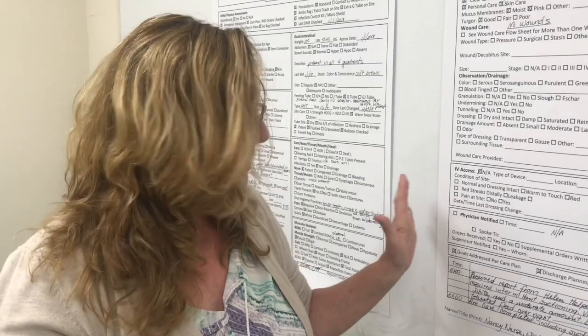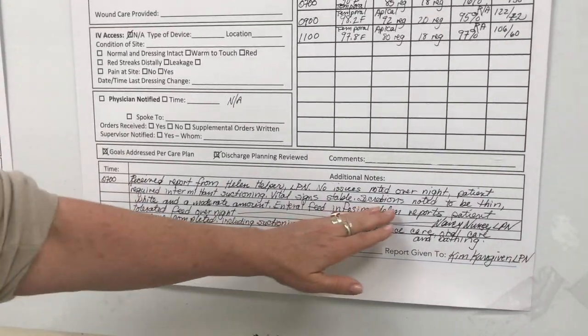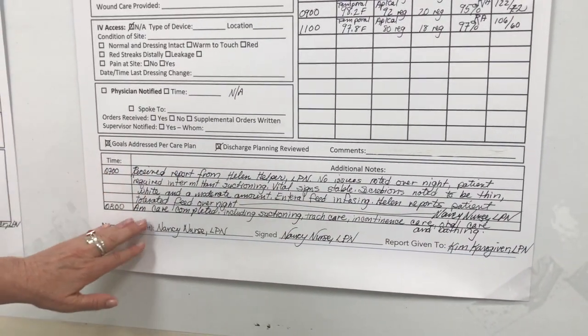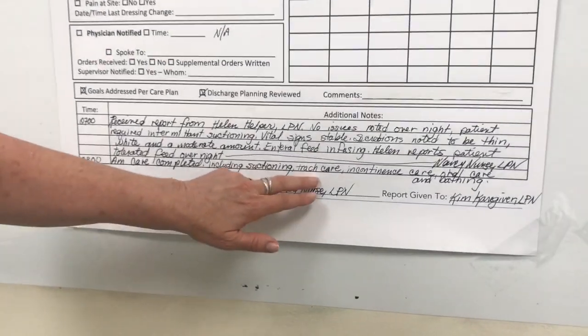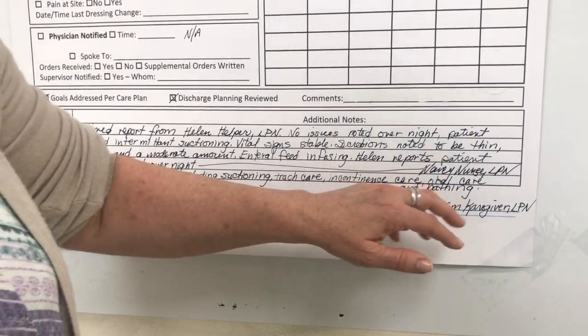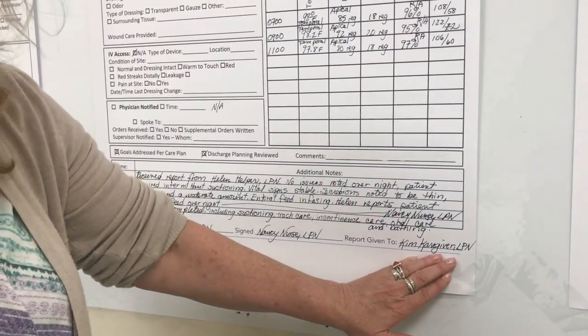In terms of your narrative and your documentation altogether, you're going to document toward the skilled need, very important. If everything is good all the time, why are they paying for us to be there, right? So we need to say what it is we do. Get credit for what it is you're doing. So we start, the enteral feeding was infusing, the patient had some suctioning, nothing is really abnormal, morning care is completed, including, and here's your skill, suctioning, trach care, incontinence care, oral care, and bathing. Again, print your name, sign your name, and report given to Kim Caregiver. That's who takes it at the end of your shift.